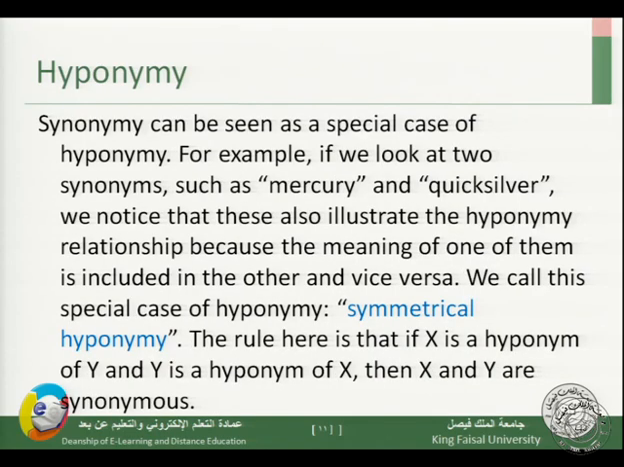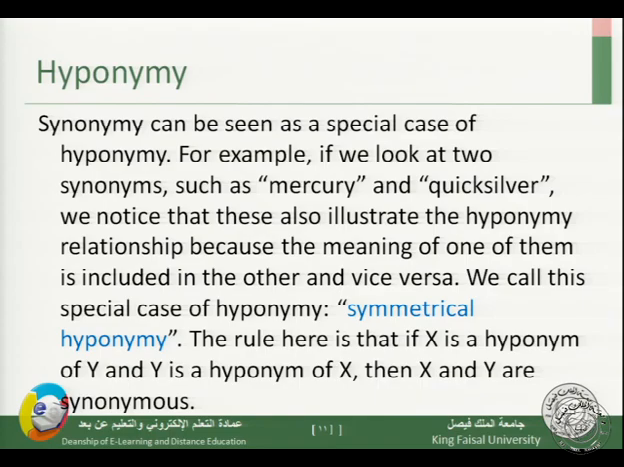We talked about synonymy before. If we examine synonymy, we can see it as a special case of hyponymy. So if you look at two synonyms like mercury and quicksilver, we notice that these also illustrate the hyponymy relationship. How is that? We see that the meaning of one is included in the other one. We said that hyponymy is the meaning of a word included in another word.